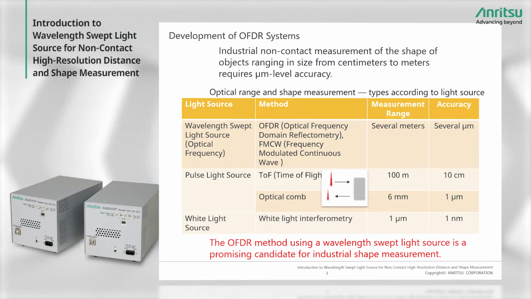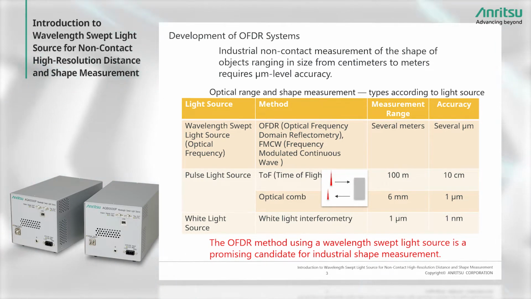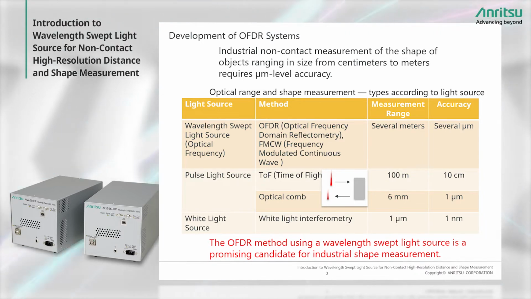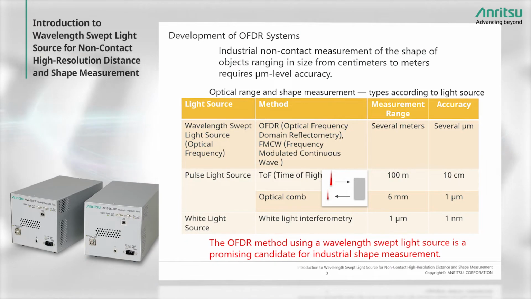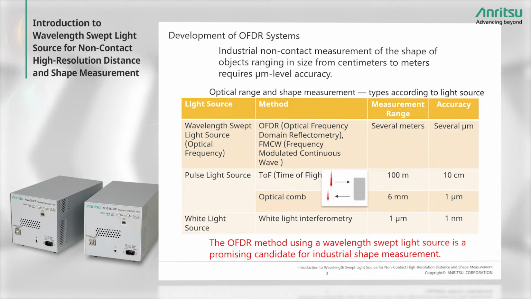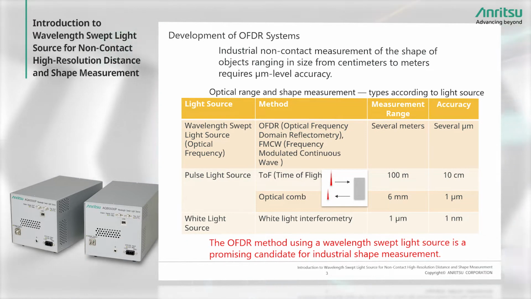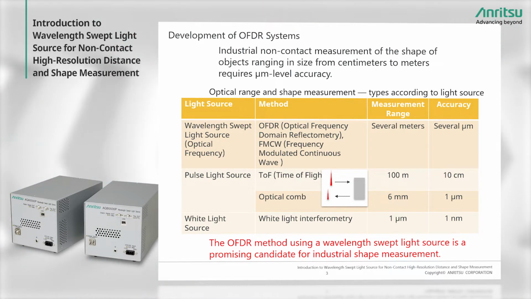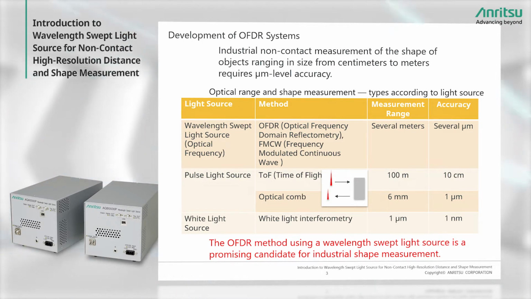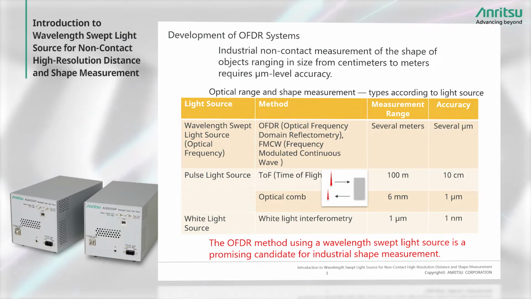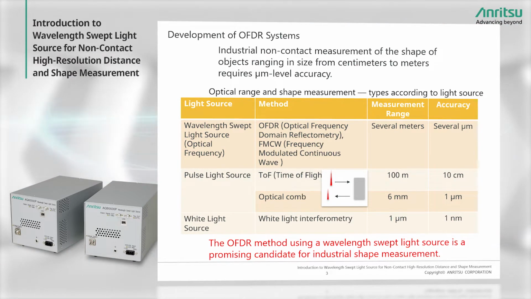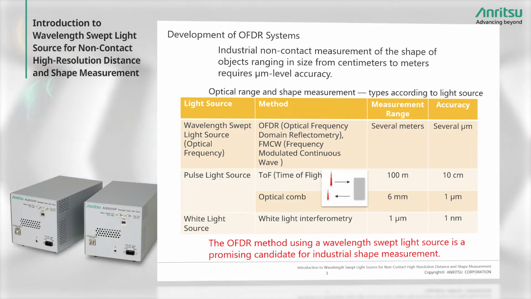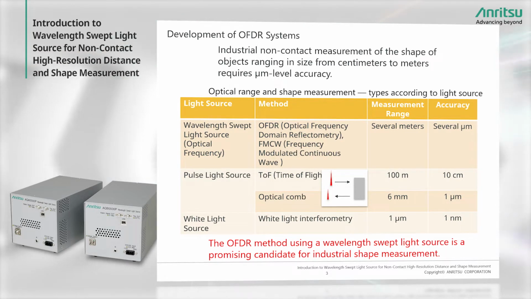The method using a continuous white light source is used for white light interferometry. This white light source can measure a wavelength level range of around 1 micrometer, but with an extremely high accuracy of 1 nanometer. Looking at these methods, we can see that the OFDR method using a swept light source is best for industrial shape measurement. Consequently, Anritsu has started development of shape measurement systems based on the OFDR method using swept light sources.